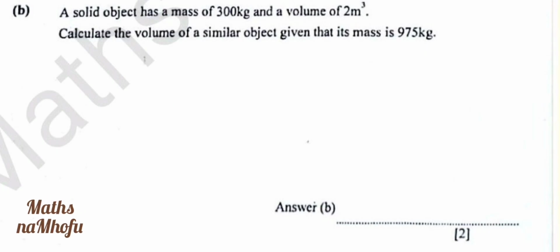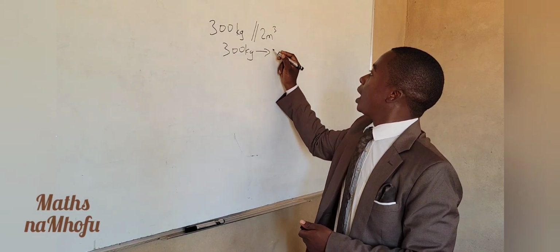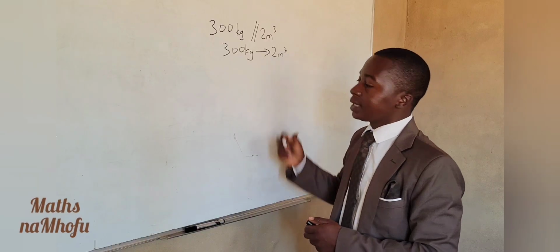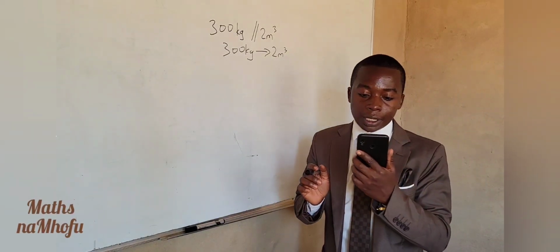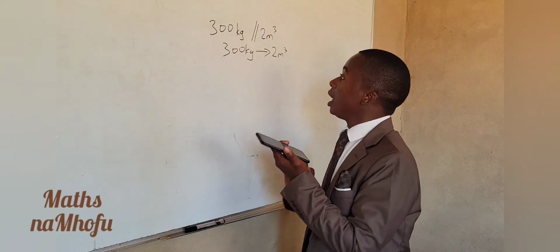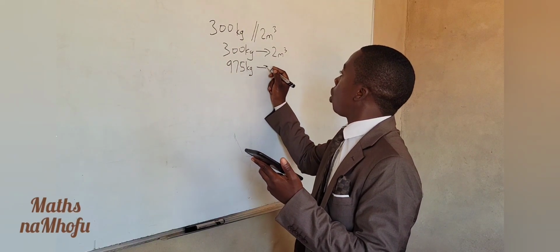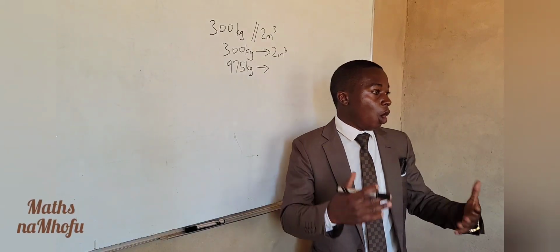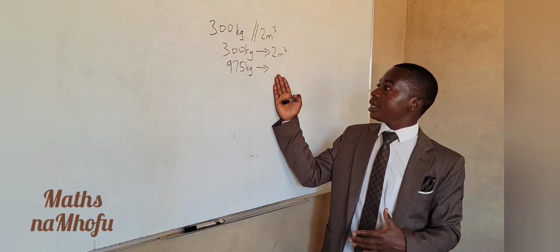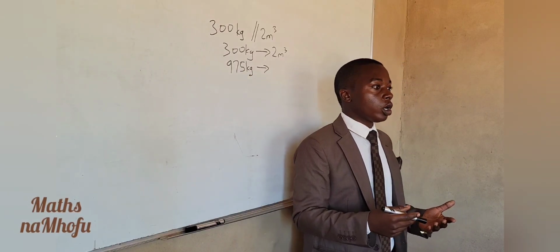So 300 kg is giving us 2 cubic meters, right? And we are told that the similar one has a mass of 975 kg. So what am I going to get, more or less? 300 is giving me 2, so 975 should give me more or less.